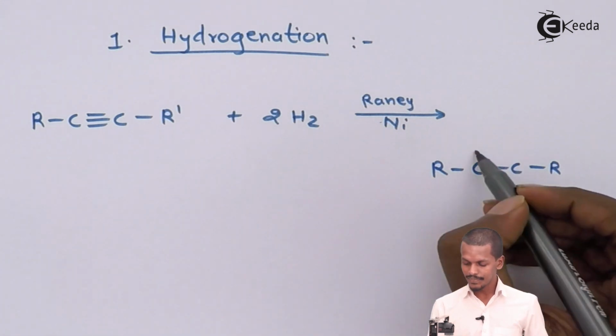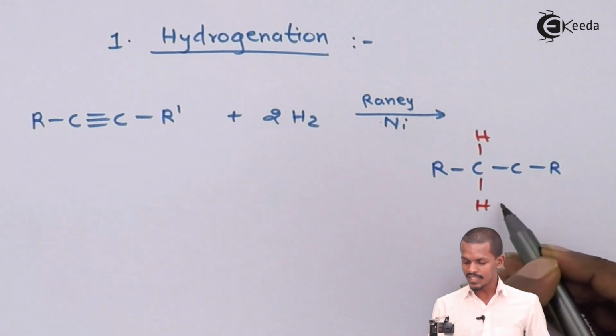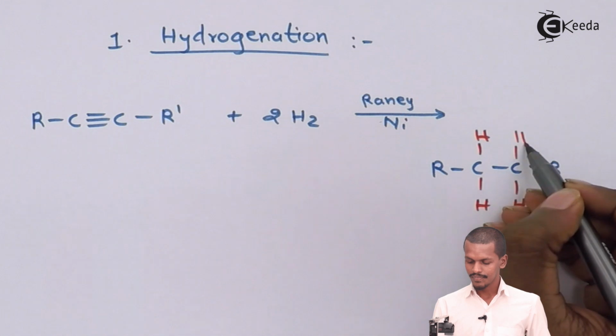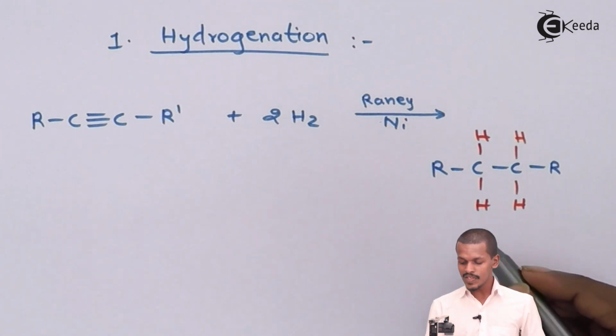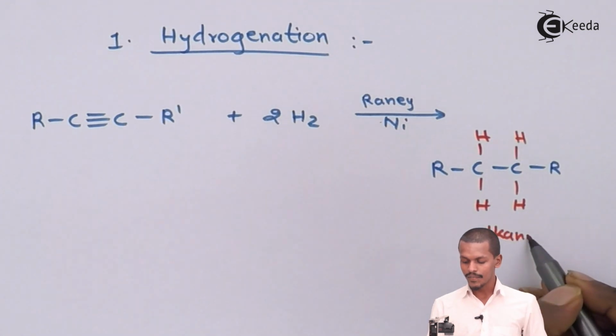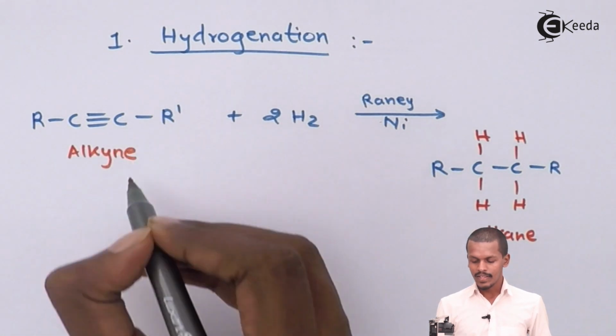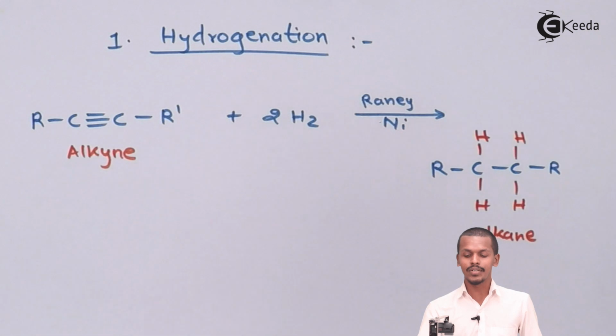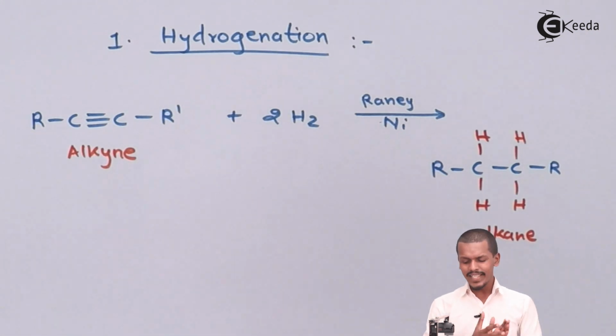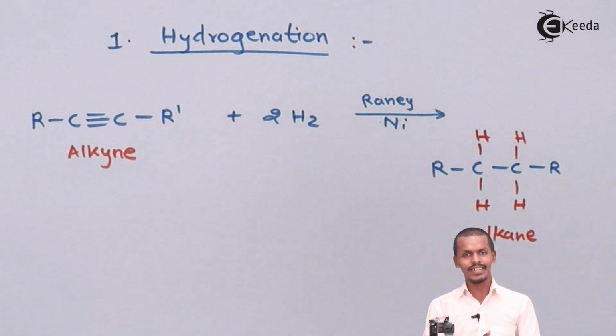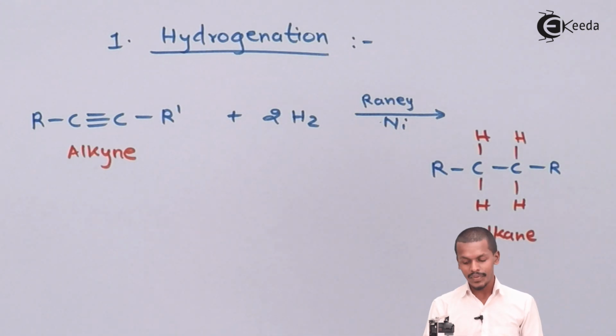consisting of basically carbon-carbon single bonds, and that is what we have got. So this is an alkane obtained from an alkyne. This was possible because we did complete hydrogenation, and that is the reason we used 2 moles of H2 in the presence of nickel so as to form an alkane.